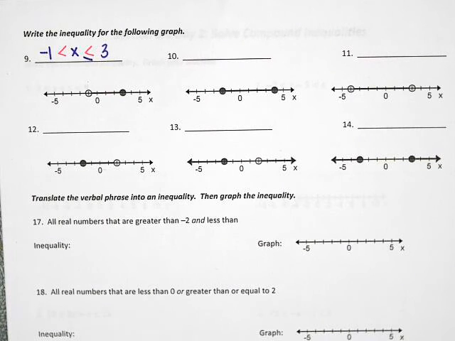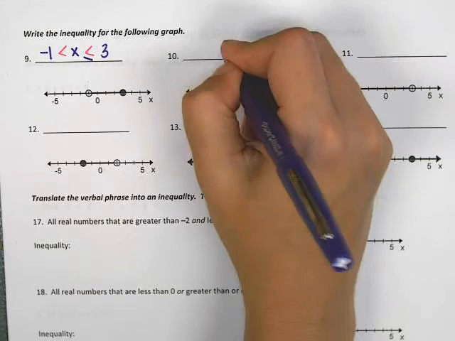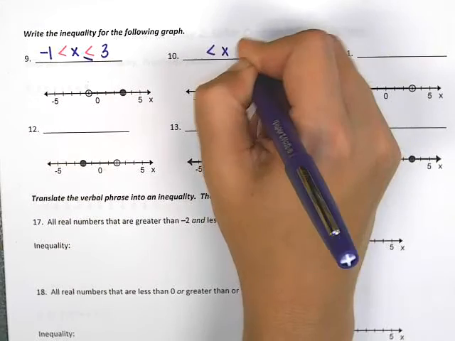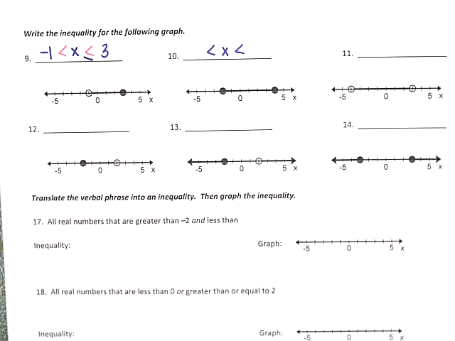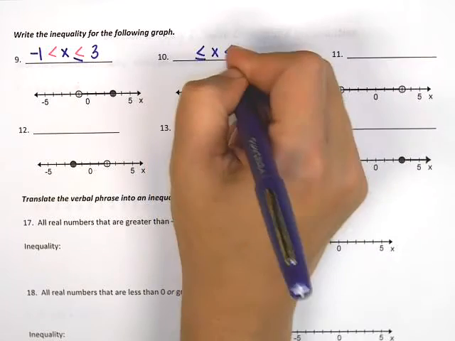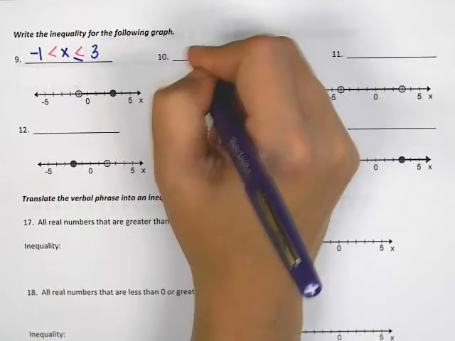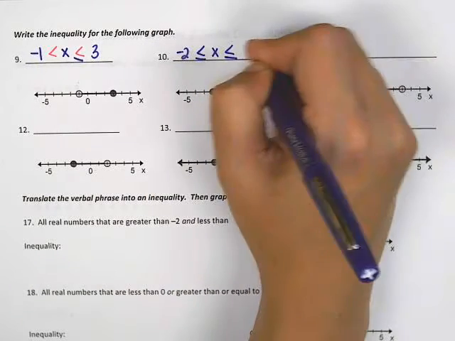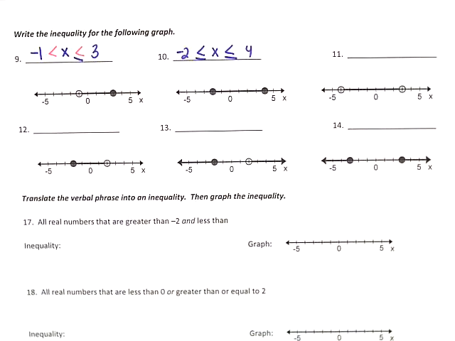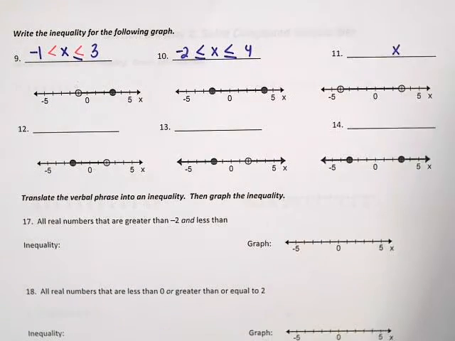All right, number 10, again, I'm shading in the middle, so I'm going to put X in the middle. I'm going to right away put in less than symbols. Both of these circles are closed, so I'm going to put in lines underneath. The left-hand side has a circle on the -2. The right-hand side is on the +4. For number 11, we've got an X in the middle because the shading is in the middle.